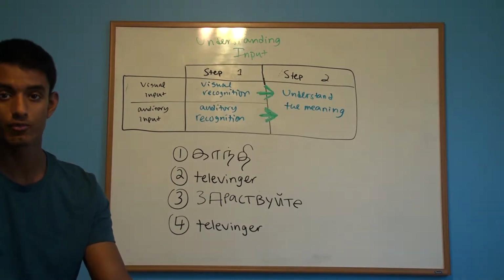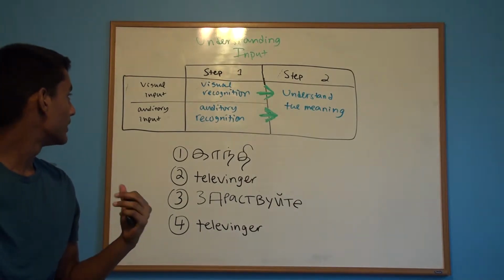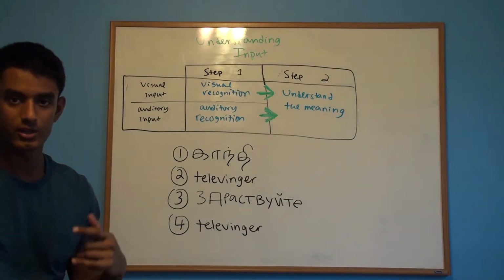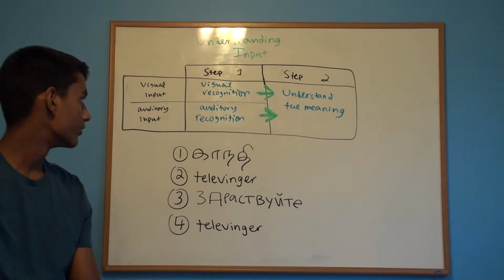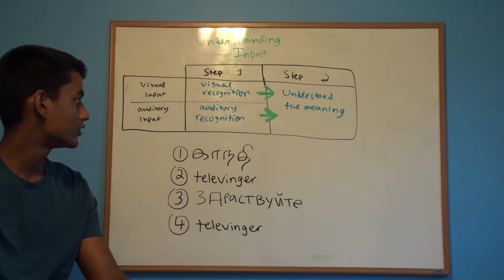The first step is recognition. So with regards to visual input, by the way, is anything you see or read. So the first step that needs to happen to understand what you read is visual recognition.